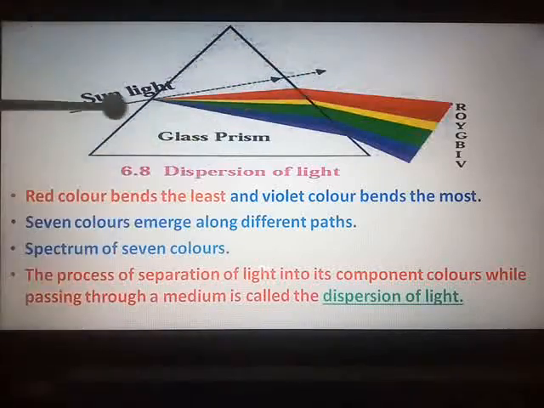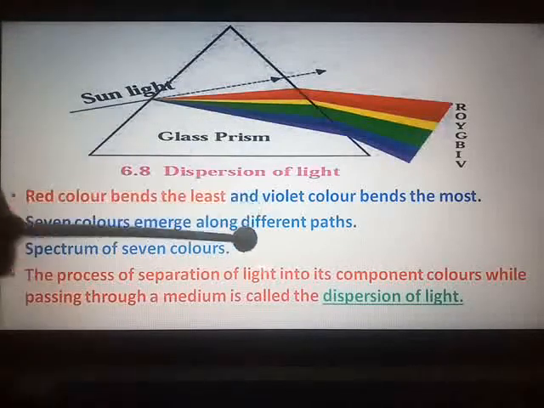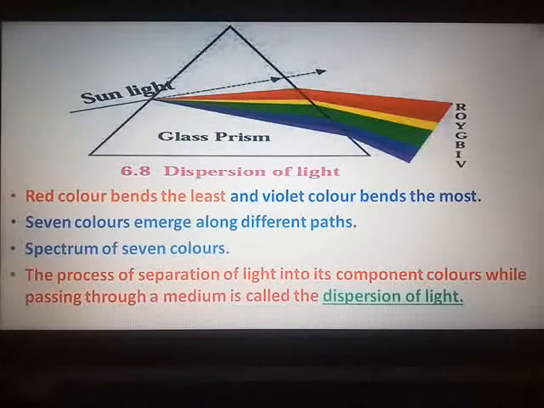Next, they can ask the definition of dispersion of light. Then looking at the diagram, answer the following questions. Which color bends the least? Which color bends the most? What is the spectrum? What is this phenomenon? Define the phenomenon. Or, as I have told you in the beginning, what is the wavelength of red light? What is the wavelength of violet light? Different true or false, match the columns or MCQs. So this topic is extremely important for the board exam. Study it in all the terms.